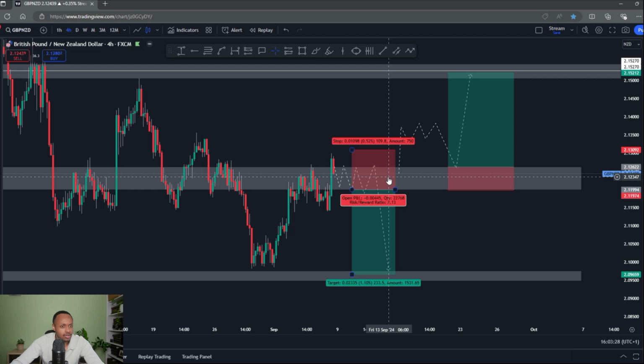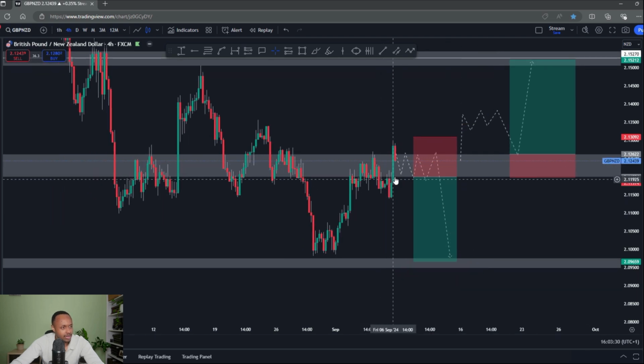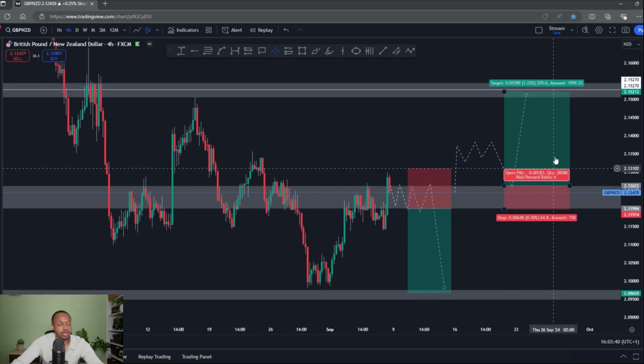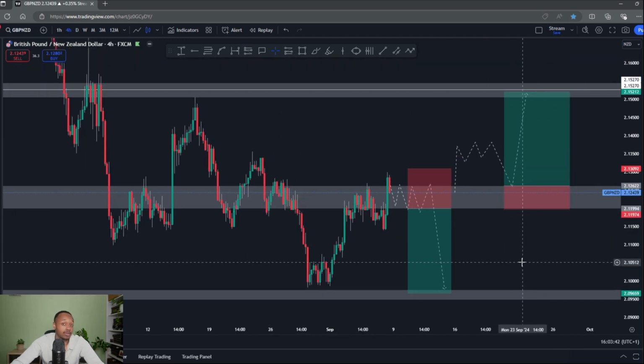So keep a close eye on 2.12. Right now, it looks like price is kind of 50-50, whether it's breaking above or rejecting. So we need some more candlesticks, more information next week. But if we do hold, expecting a push back down to the low. If we don't, looking for the break and retest back to 2.15 next week.